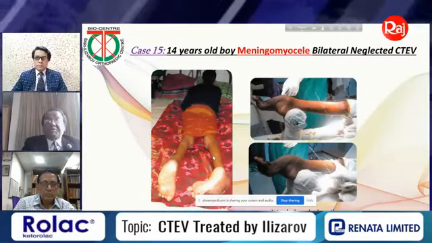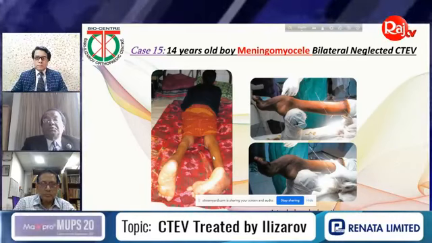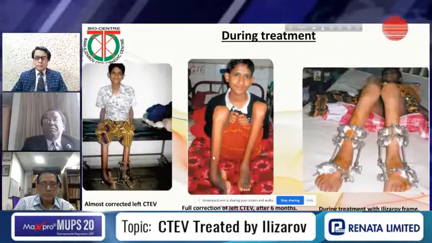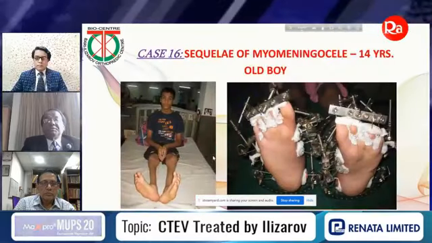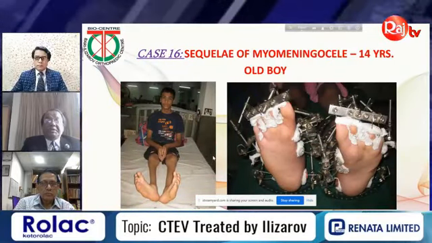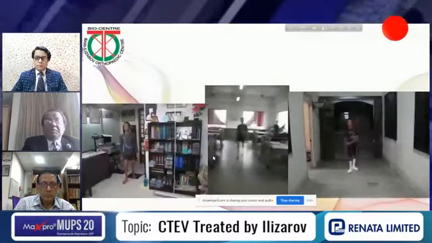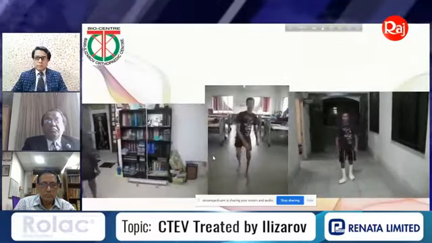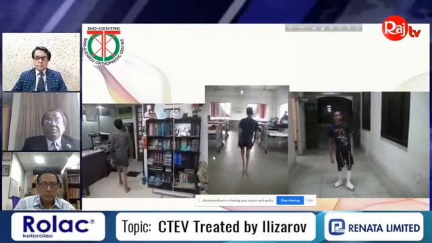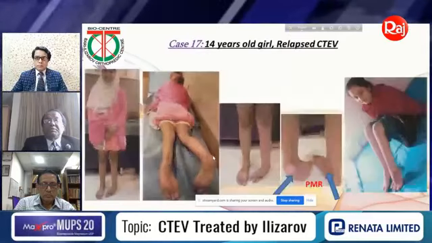This is meningomyocele. Again, difficult case. You'll face a lot of problems with sequelae of meningomyocele. These are the cases. See sequelae of meningomyocele. Look at the foot. 180 degree already foot. Now, see how he was walking before doing the surgery. Now, this is the plaster and after removal of the plaster.